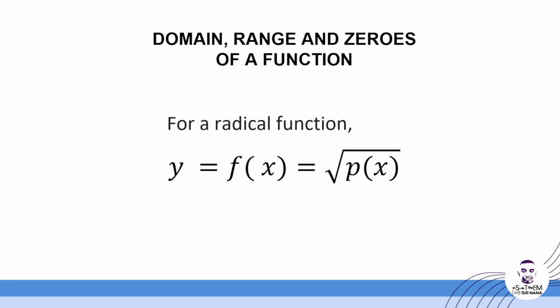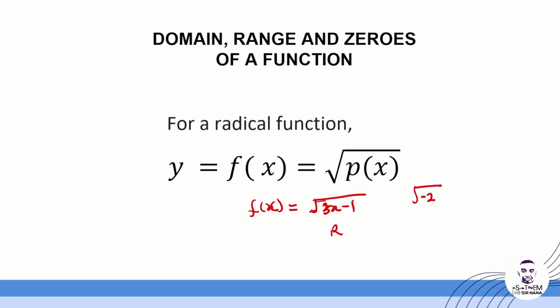Right, now how about when we have a radical function? Radical functions are functions in the form f of x is equal to the square root of, let's say, 3x minus 1, right? So a radical is a square root. Now we know that we cannot have the square root of a negative number. For instance, the square root of negative 2 within the real number system does not exist, right?